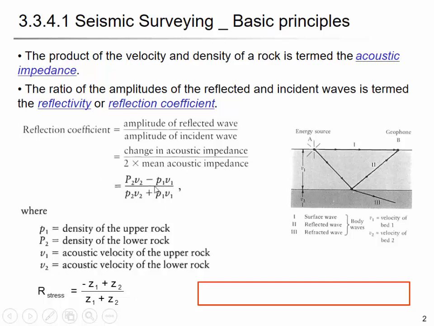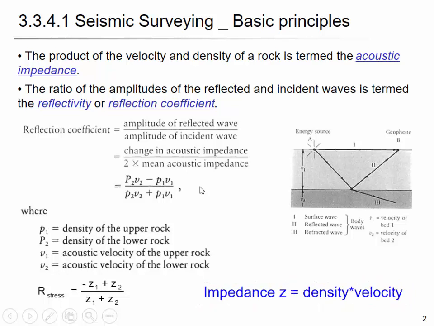But if either one of the layers has zero impedance, not zero mechanical impedance, then you have a value of one or minus one, right? So that's the maximum value for the reflection coefficient. The impedance definition again is the density times the wave velocity.